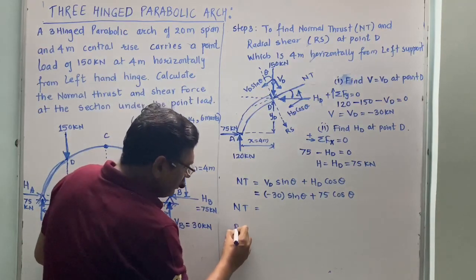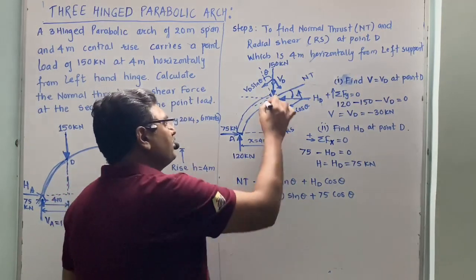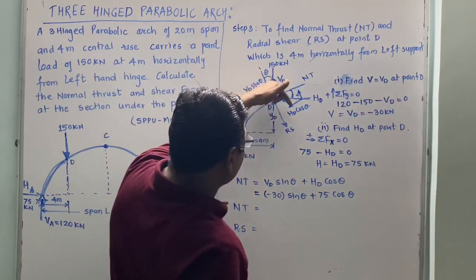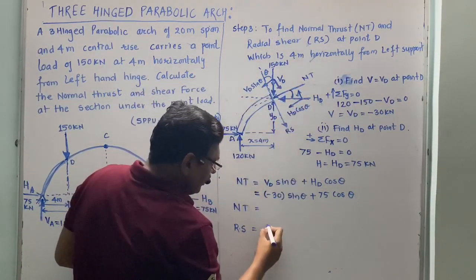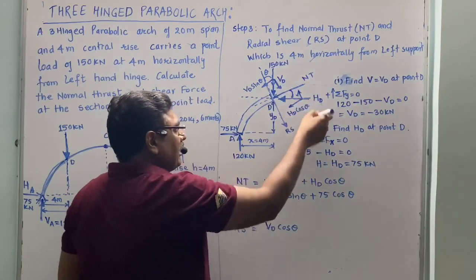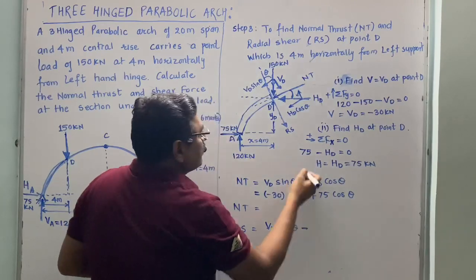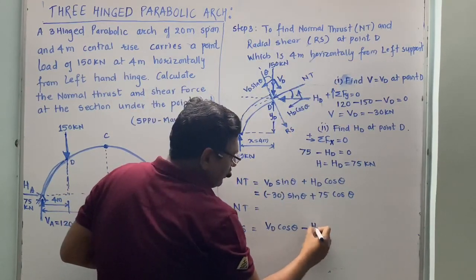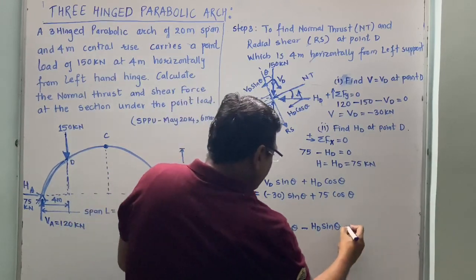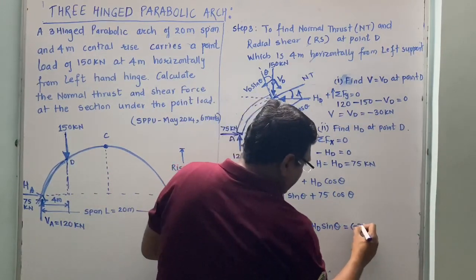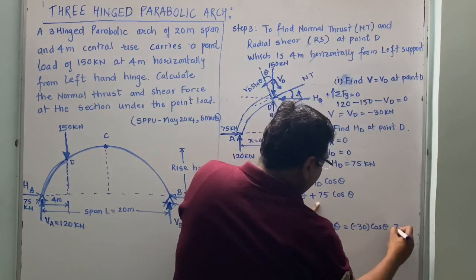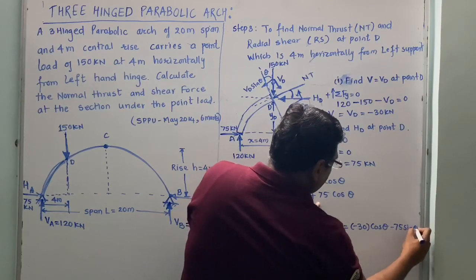Now radial shear. Radial shear means this force. The forces in this direction are positive, so VD is in the same direction, so I will write VD cos theta, which is in the same direction and upward, minus HD sin theta. And we know that VD is minus 30 cos theta minus HD, 75 sin theta.